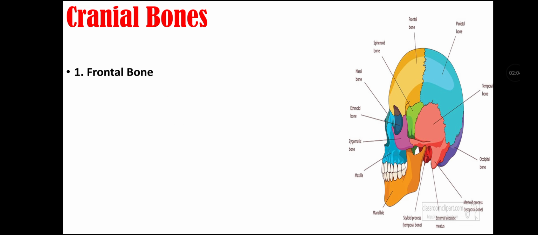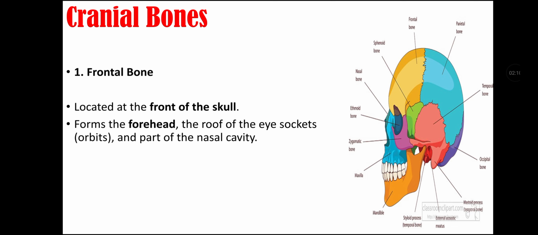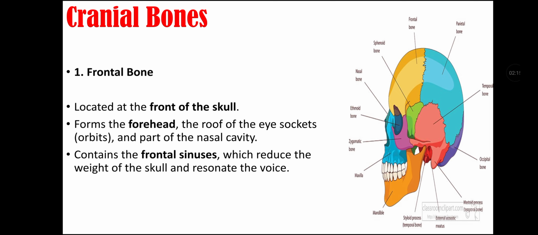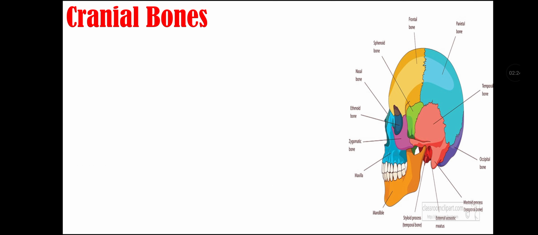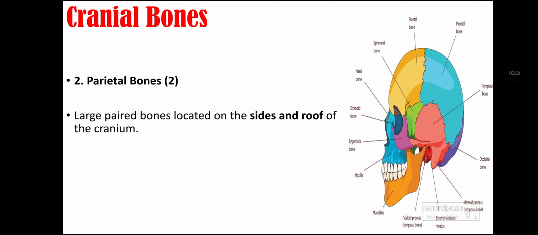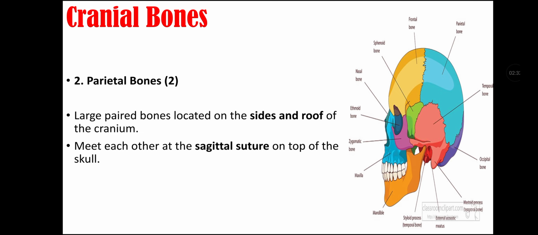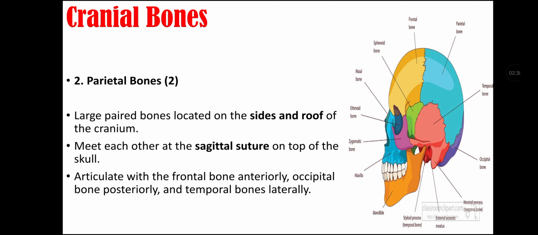So first bone we have is frontal bone. It is located at the front of skull, as you can see in the diagram. It forms the forehead, the roof of eye socket and parts of nasal cavity. It contains the frontal sinuses which reduce the weight of skull and resonate the voice. It articulates with parietal bone at the coronal suture. Next cranial bone we have is parietal bone. It is large bone that is located on the sides and roof of the cranium. They meet each other at the sagittal suture on the top of the skull. They articulate with the frontal bone anteriorly, occipital bone posteriorly, and with the temporal bone laterally.